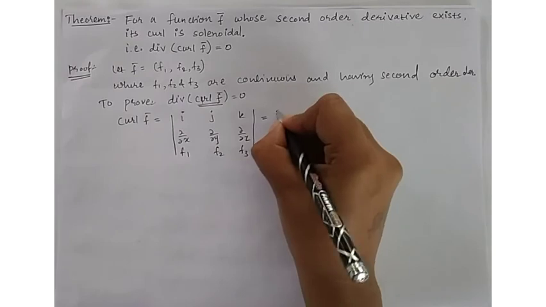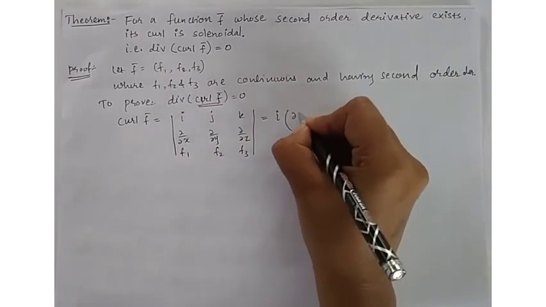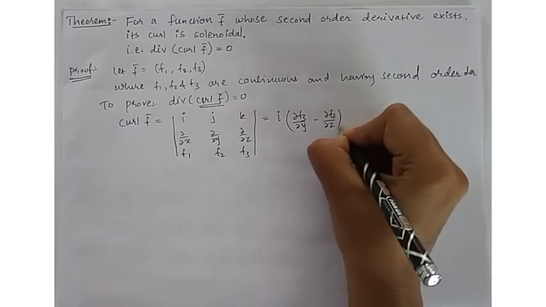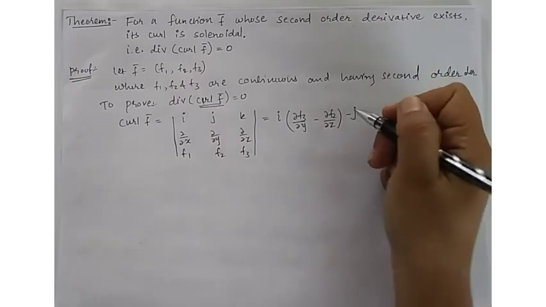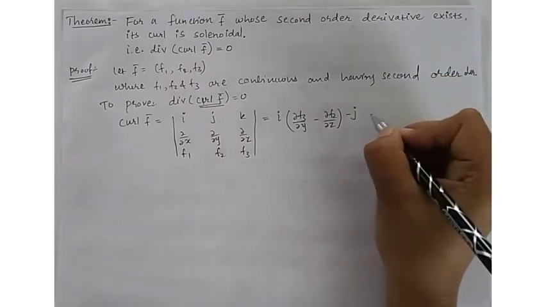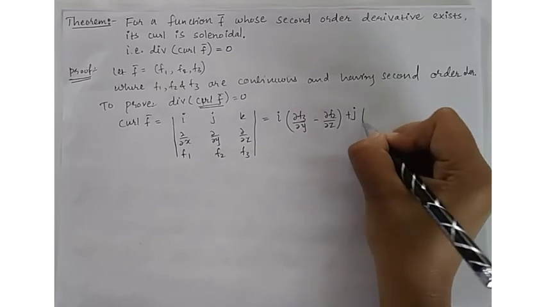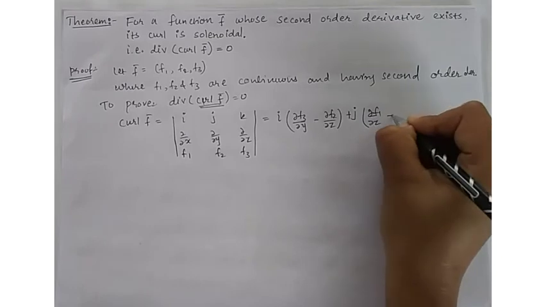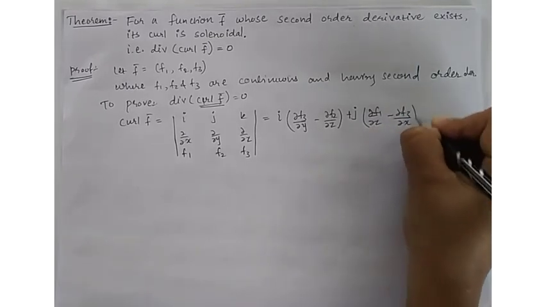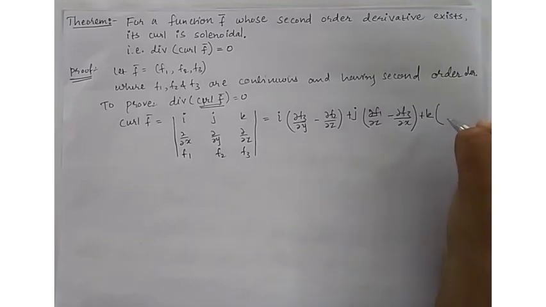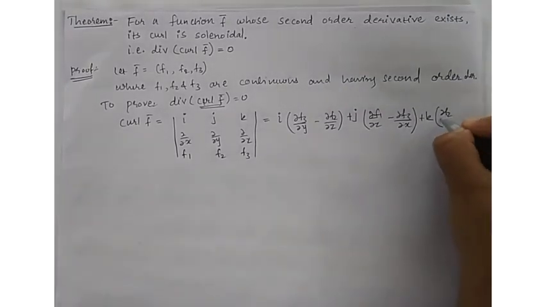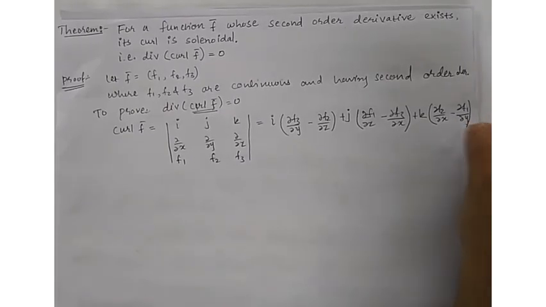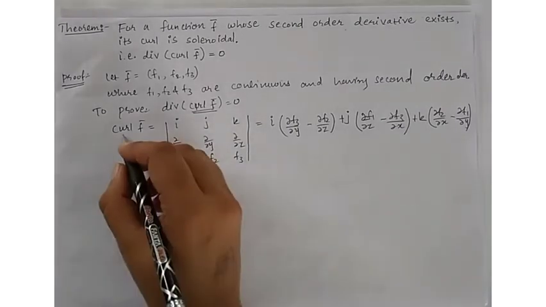So take the determinant, we get i into del F3 by del y minus del F2 by del z. Then minus j; if I multiply this minus here, it becomes plus j into del F1 by del z minus del F3 by del x. And the last component is plus k into del F2 by del x minus del F1 by del y. So this is my curl F bar.